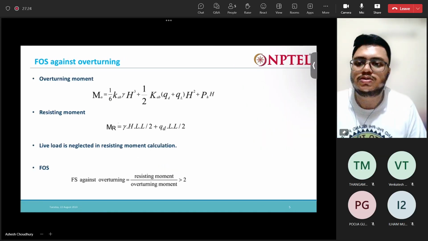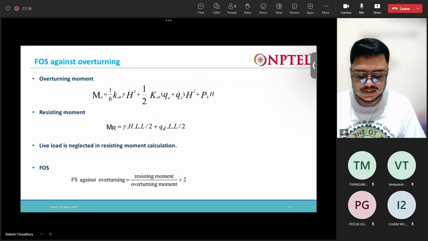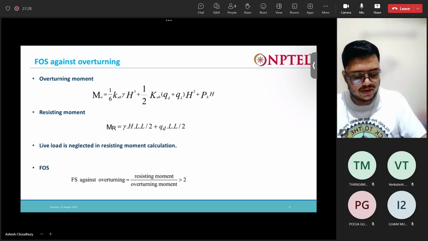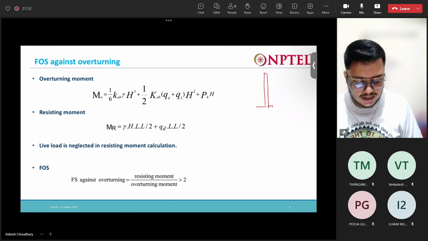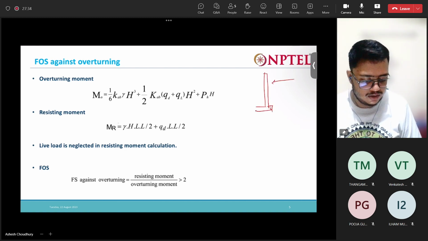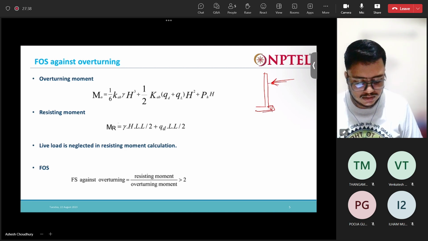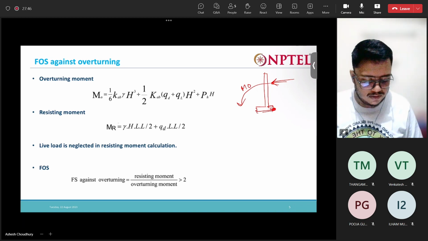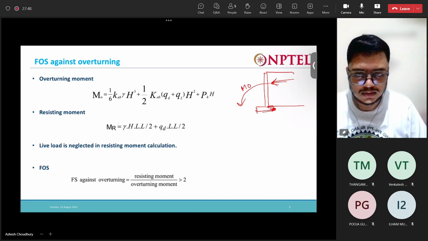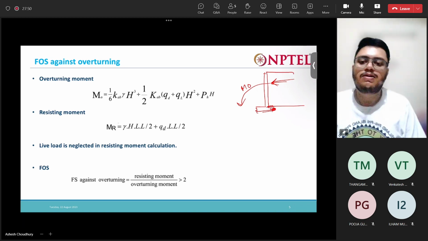All right. So this overturning moment, what I was saying is that you are having a reinforced earth wall, right? And there are some lateral loads acting on it. So due to these lateral loads, there will be some overturning moment about this heel. So there is a tendency for the whole structure to rotate. So that is nothing but the overturning moment.